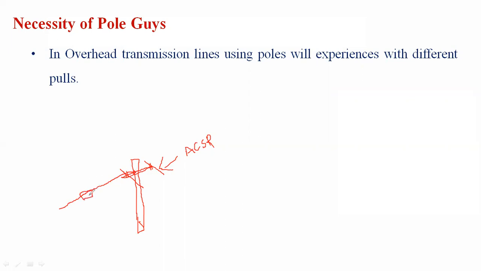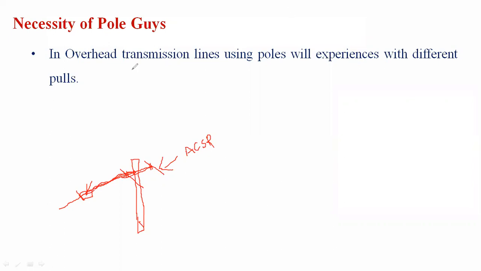Here, in the half portion they fix an insulator material, that is porcelain material, in the pole bow or pole guy. Suppose the current is flowing in the body of the same material, that is the ACSR conductor material, it does not flow through the remaining part. That's why they use the pole bow or pole guy. This is the necessity of pole guys.